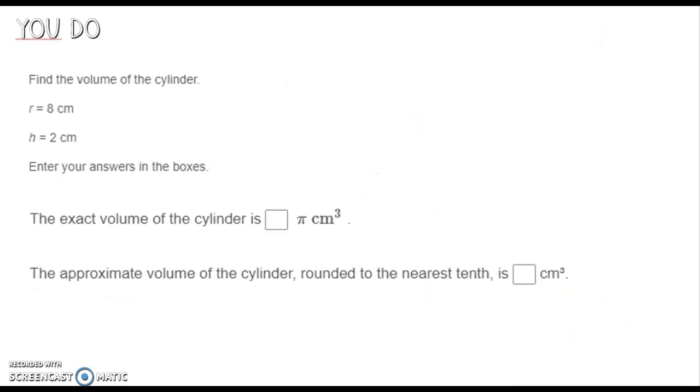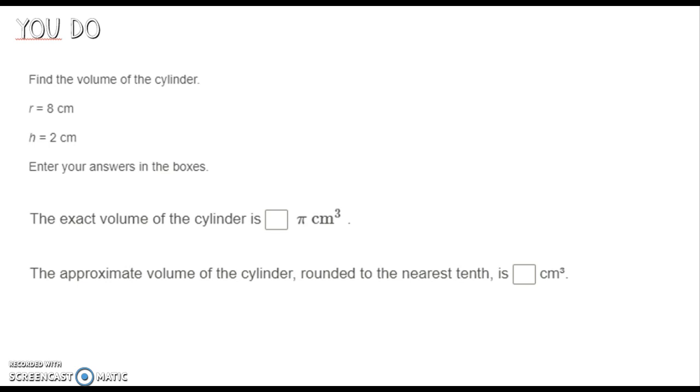All right, so what I want you to do now is pause this video for just a moment and go ahead and try this one on your own. Find the volume of a cylinder given that the radius is 8 and the height is 2.